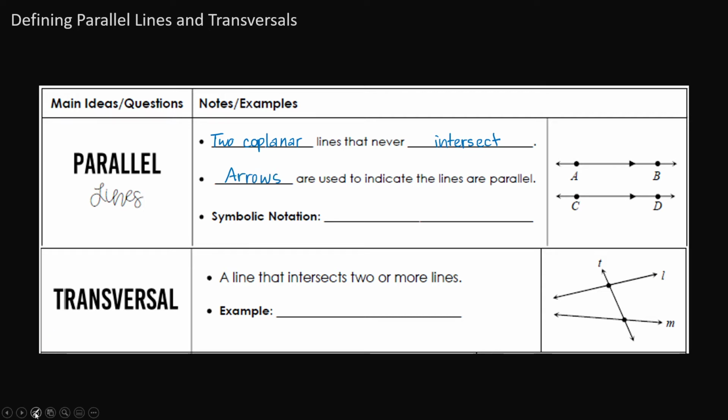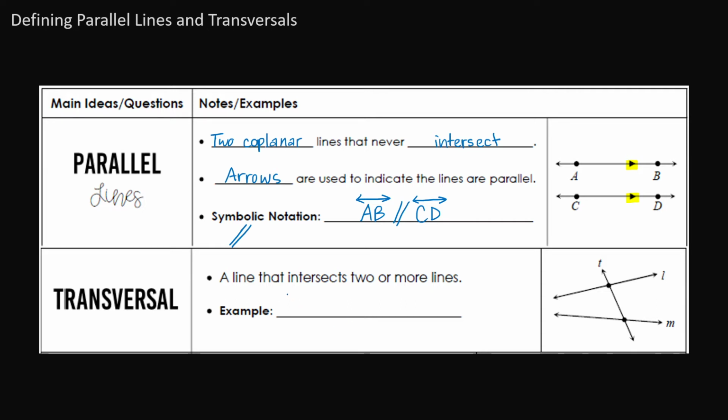So let me highlight what those look like. So that's these arrows here. And that shows that line AB is parallel to line CD. So that would look like this. Line AB, with the line notation over it, is parallel to CD. So the two lines just look like parallel lines, really. That's the symbol notation, like that.